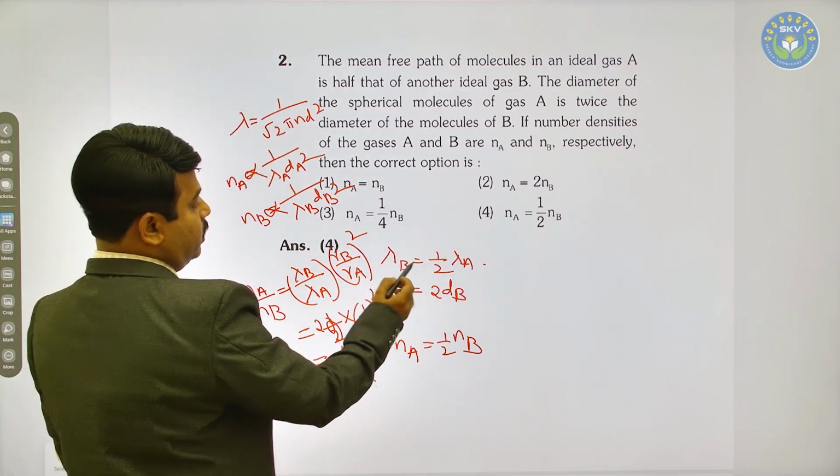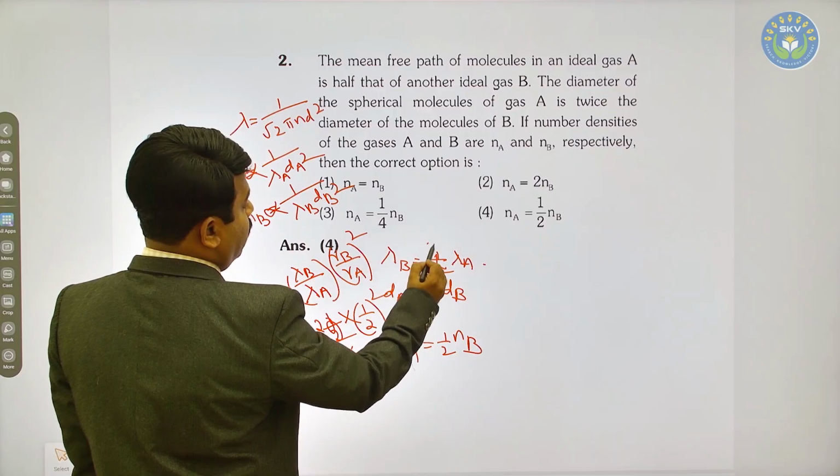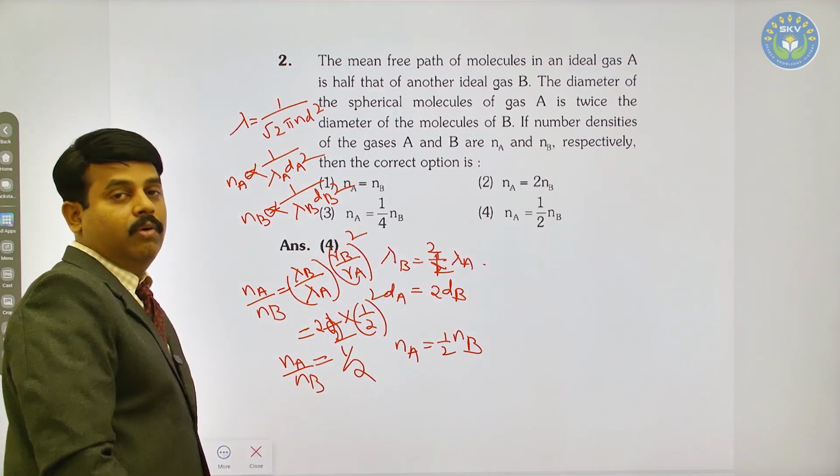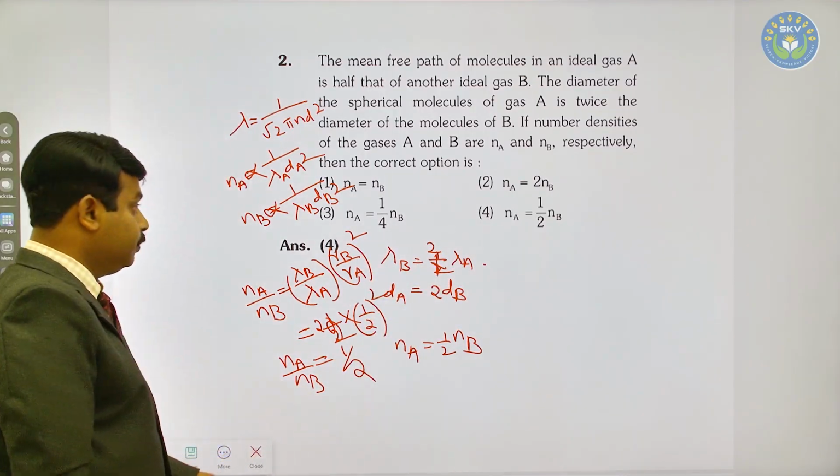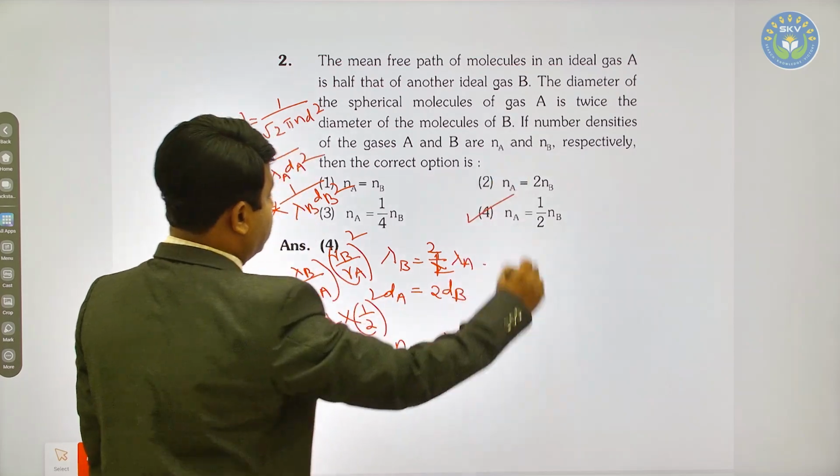So, here given is lambda b is 2 times lambda a. Alright, so option 4 is correct.